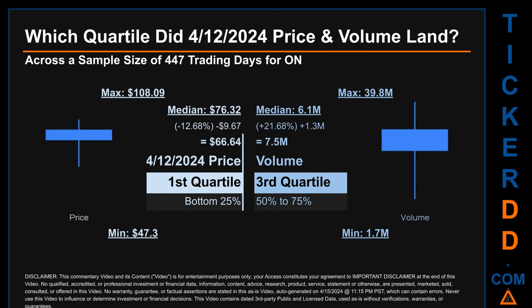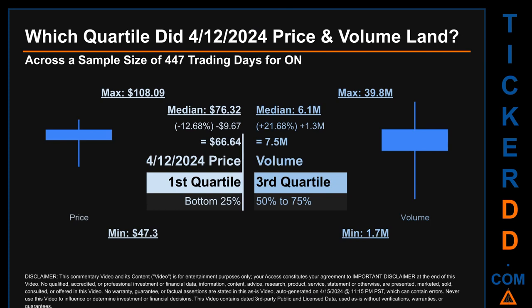Which quartile did the 12th of April 2024 price and volume land? Across a sample size of 447 trading days, the maximum end-of-day price for ON was $108.09 while the minimum was $47.30. Within that price range, the 12th of April 2024 price of $66.64 landed within the first quartile, meaning it was within the bottom 25% of all sampled end-of-day prices.